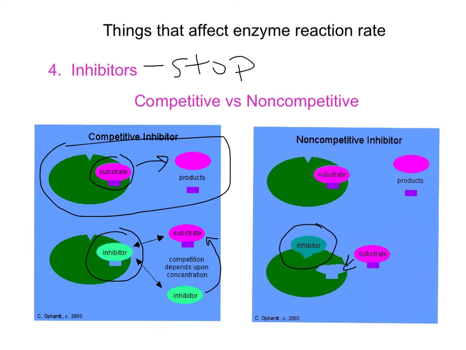So competitive inhibitors are in direct competition for the active site. Non-competitive inhibitors still slow our reaction rate and make our enzyme no longer function, but they do it by binding somewhere other than the active site. And so now the substrate cannot fit.